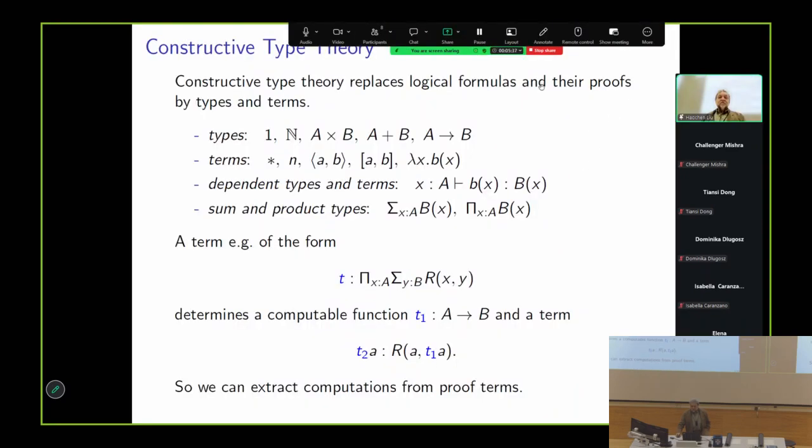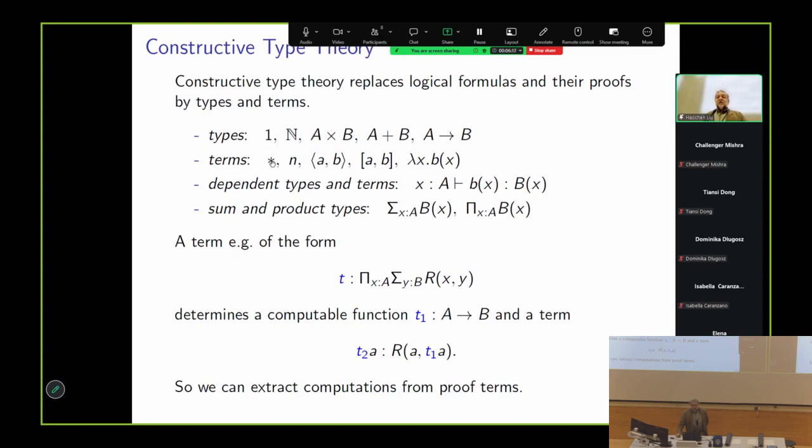So the constructive type theory of Per Martin-Löf has a curious feature. It replaces logical formulas and their proofs by types and their terms. So the slogan maybe is propositions as types, proofs as terms. So the basic underlying types in the type theory may be something like the natural numbers, and then you can build some new types out of existing types by taking the product, the sum, or the function space. Each of the types has terms. The terms of a type you think of maybe as like elements of a set, but there's an additional twist.